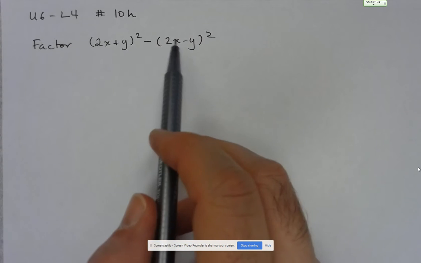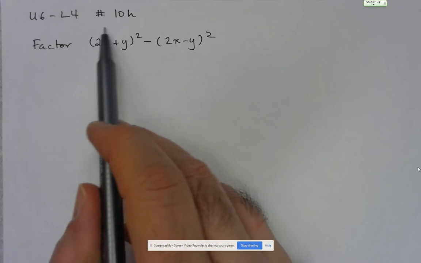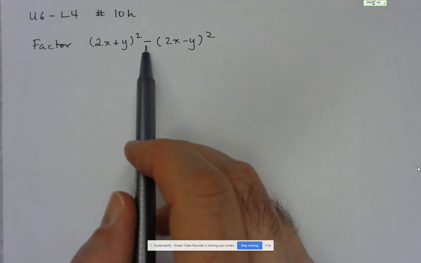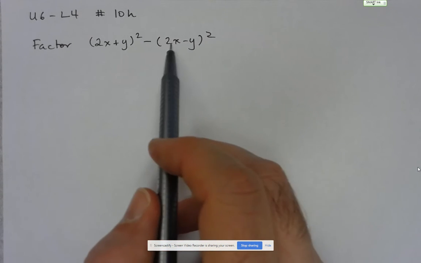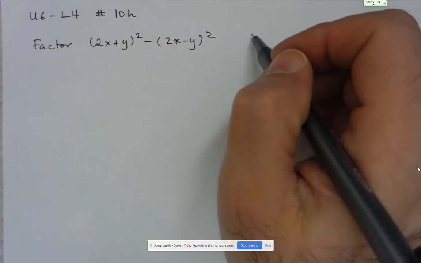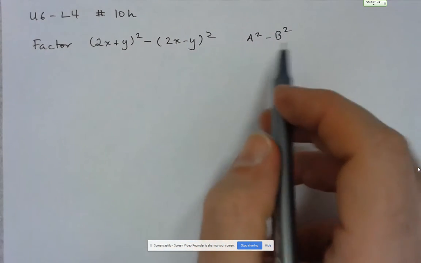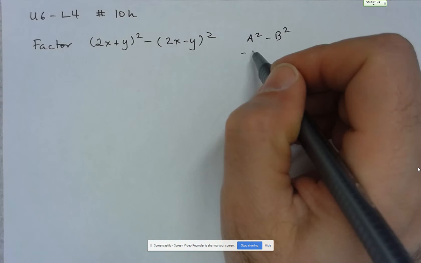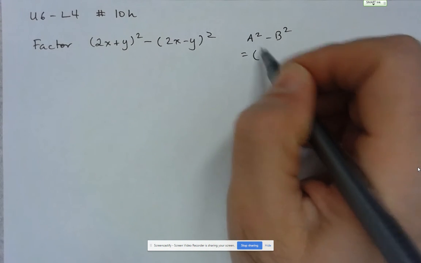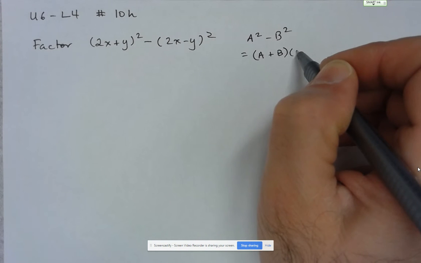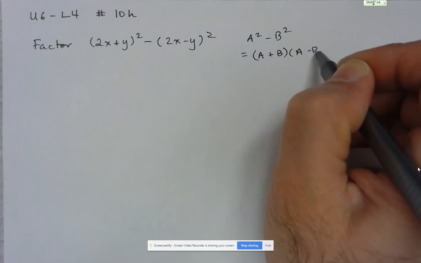in the end is just a difference of two squares, because this is obviously a perfect square. It's (2x + y)². This is subtracting another perfect square, (2x − y)². So it's of the form a² − b². And anytime you have a difference of squares, it factors very easily. It's just the first term plus the second term, and then the first term minus the second term.